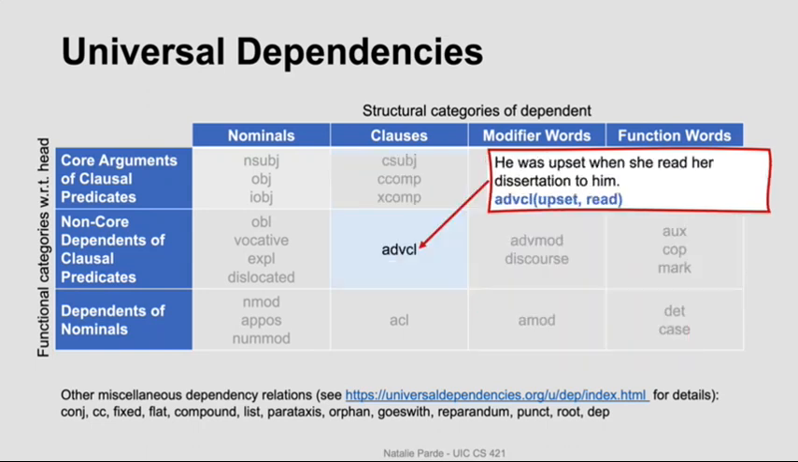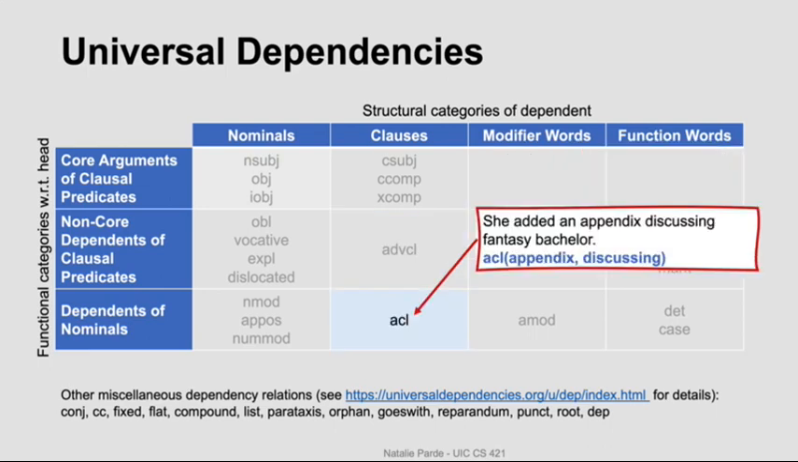There is only one dependency type where a clause acts as a non-core dependent of a clausal predicate, and that's the adverbial clause. There is also only one dependency type where a clause acts as a dependent of a nominal, and that's the adjectival clause.